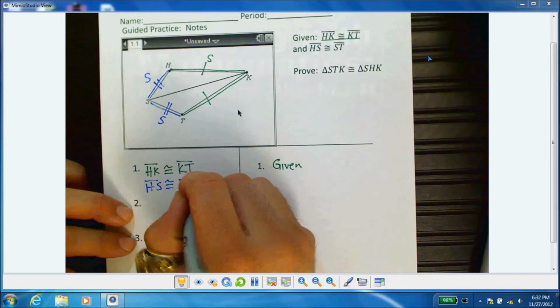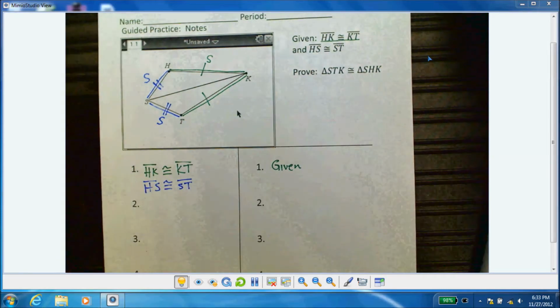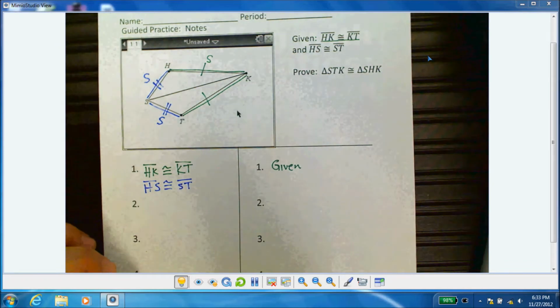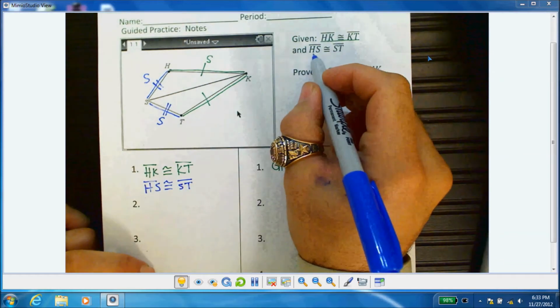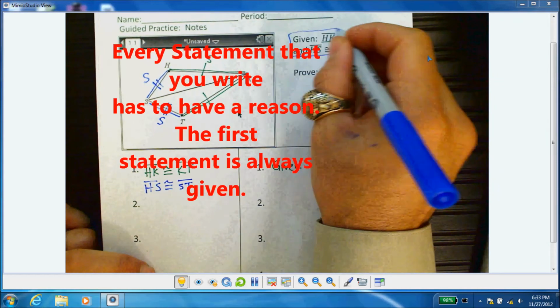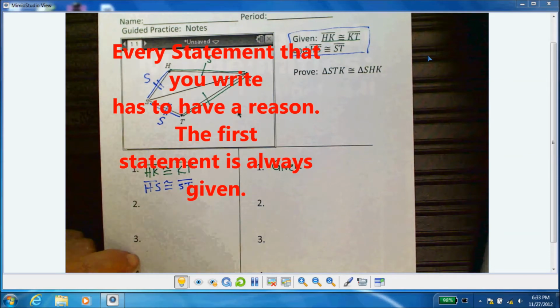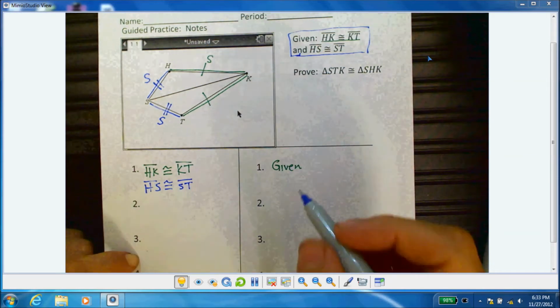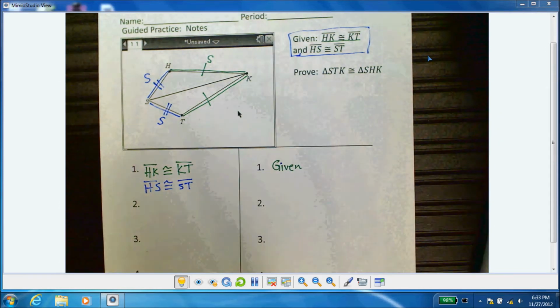Mr. Aguilar, I have a question. Yes, go ahead. How do I know that HK is congruent to KT and HS is congruent to ST? Well, you know that, Pancracio, because it tells you right here. That's a given. So anytime it's given, I write HK is congruent to KT on the left, and then just write given on the right, right next to it.